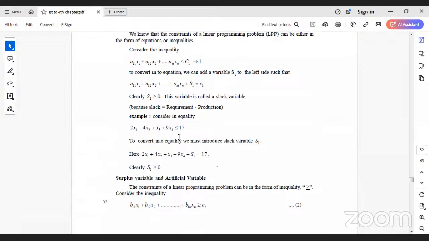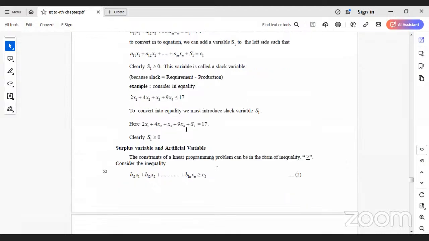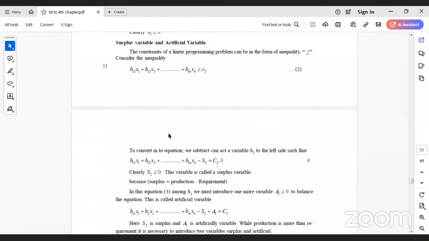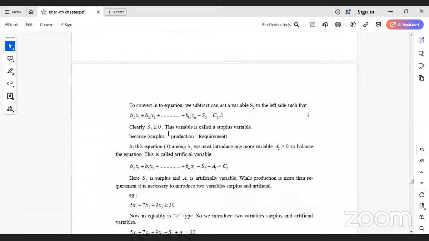Surplus variable and artificial variable. The constraint of a linear programming problem can be in the form of an inequality greater than or equal to. Consider b11 x1 plus b12 x2 and so on plus b1n xn greater than or equal to c2. Here to convert it into an equation, we subtract a variable s2 on the left side, such that b11 x1, b12 x2, and so on, b1n xn minus s2 is equal to c2. So clearly s2 greater than 0, the variable is called a surplus variable. Surplus is equal to production minus requirement.